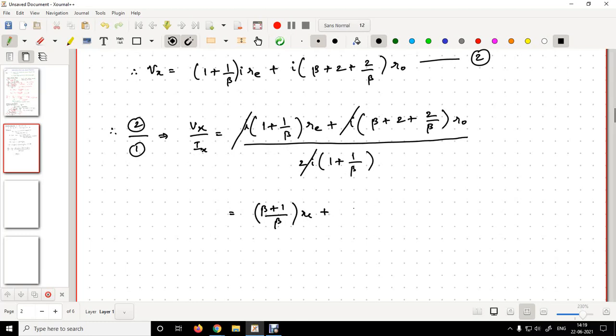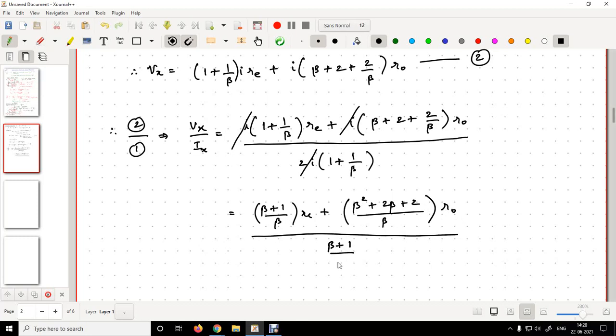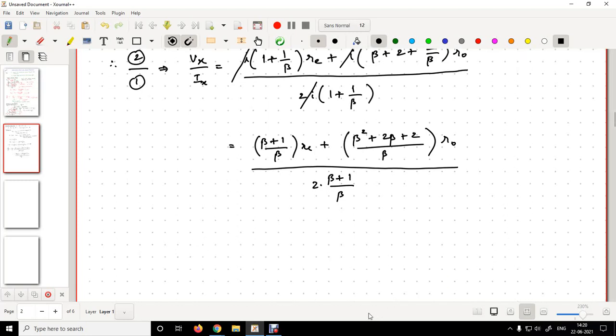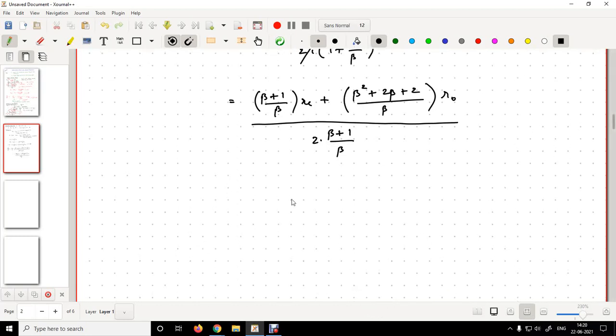plus beta square plus 2 beta plus 2 by beta into R naught, divided by beta plus 1 by beta into 2 into this, right? So everywhere beta will get cancelled, and divide the entire thing, this is Vx by Ax, divide the entire thing with beta plus 1.